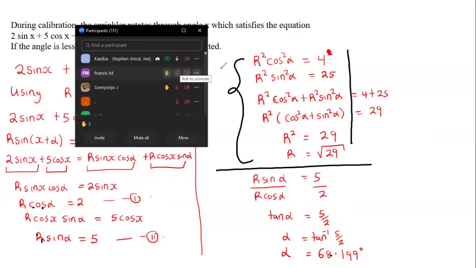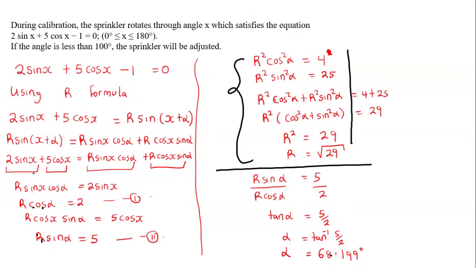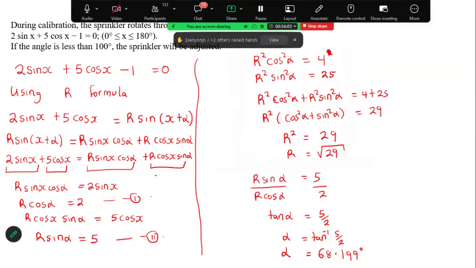Okay, I'm seeing Francis and then Senyonjo. Good morning, sir. Yes, morning. I had 2 questions. The first one, on this part where you were using our formula. On those following steps, aren't you supposed to be using the equivalent symbol instead of the equal signs? Yes, equivalent is the best.